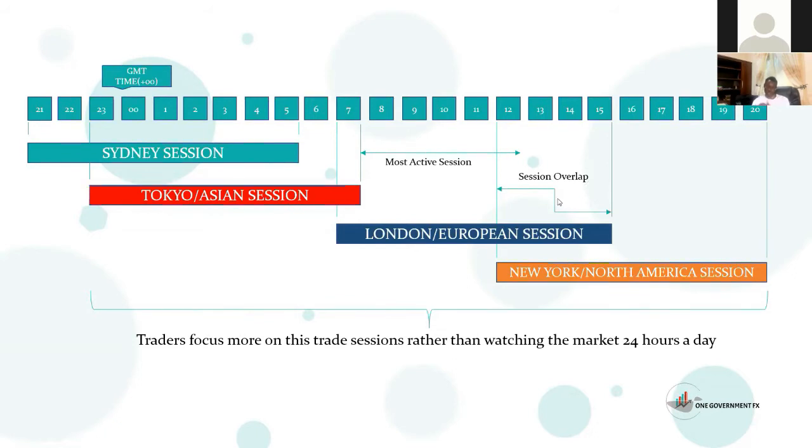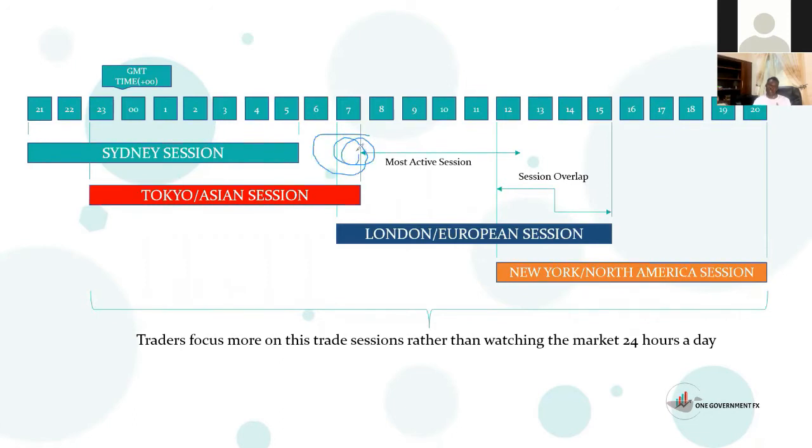So depending on the kind of pair you choose to trade and your free time, you definitely find time to trade. You also see much volatility around this session overlap here.